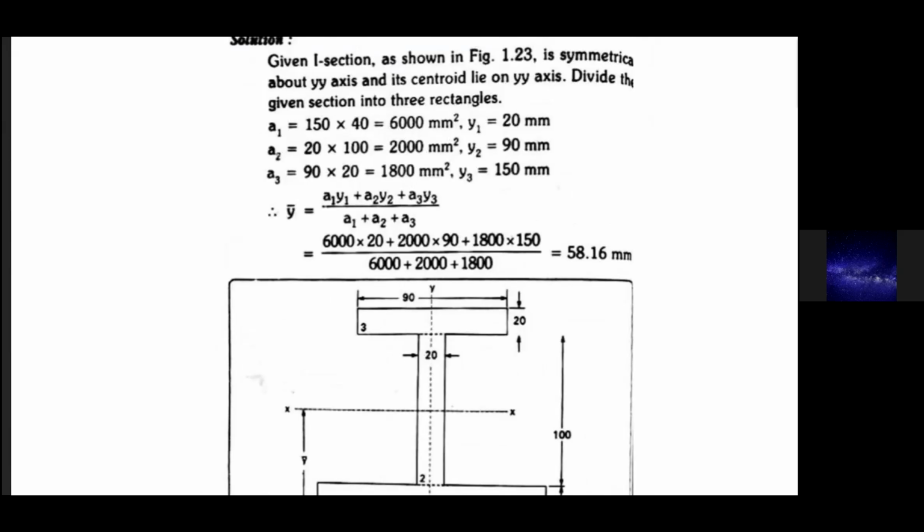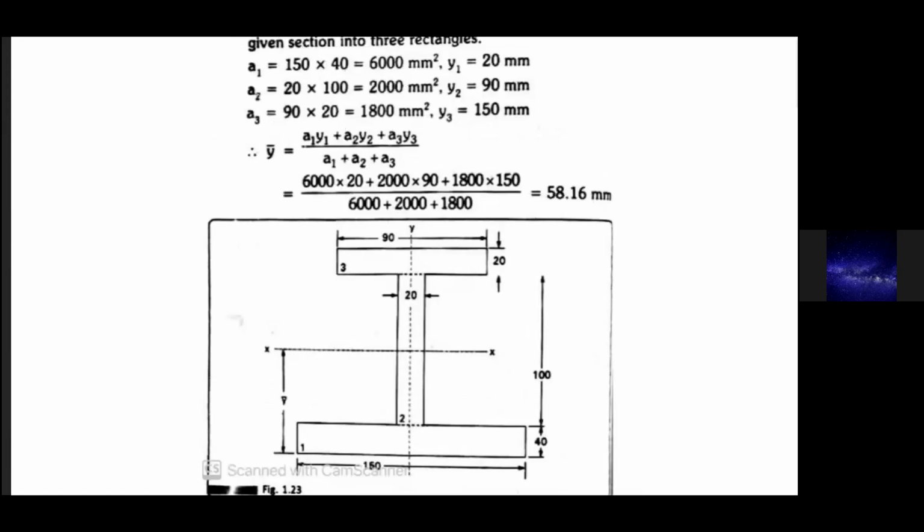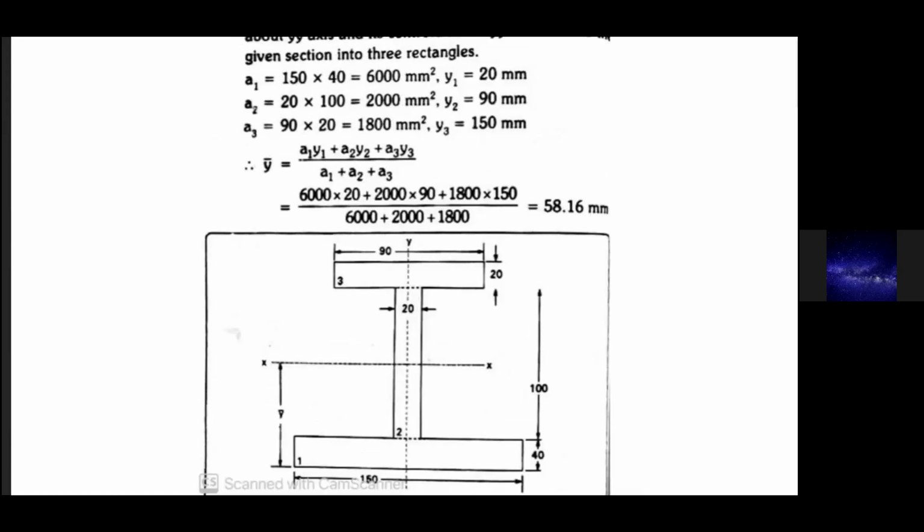And we have to find y1, y2, y3. y1, the first part is the bottom one, so half of 40, that is y1 is equal to 20. Next y2: the rectangle depth is 100, so half of 100 is 50, 50 plus 40 is 90. y2 equals 90. Next y3 is equal to half of 20, that is 10, 10 plus 100 plus 40, that is 150. y3 is equal to 150.